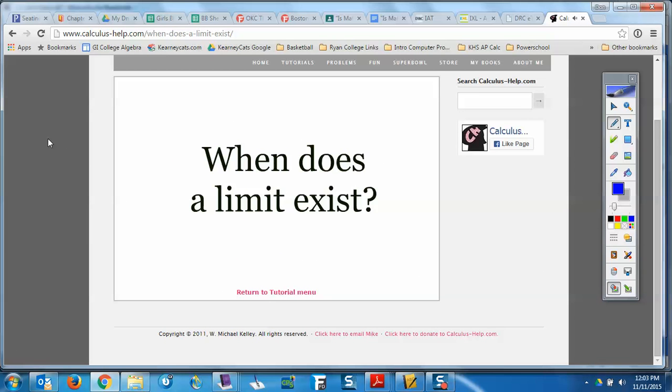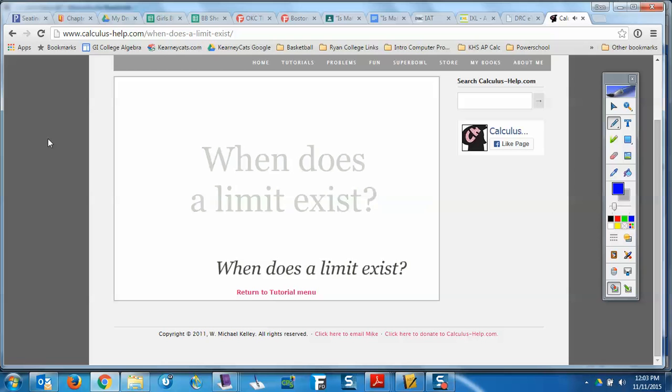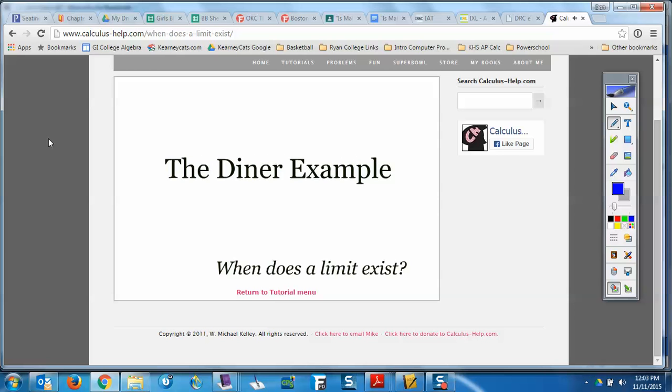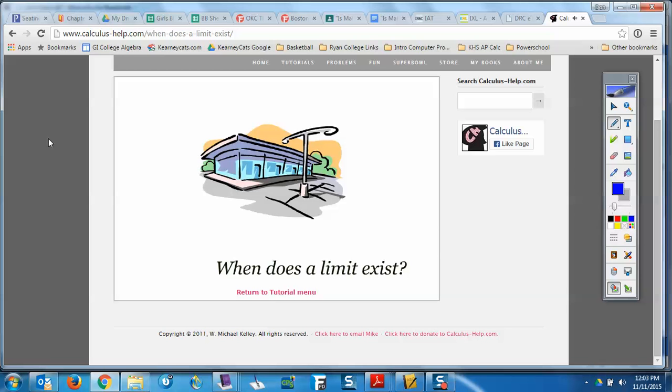Now you have some idea of what a limit is, and we need to talk about when a limit exists. To illustrate my point before we get started, let's set up an example. Let's say you and a friend are going to meet for dinner, and you're meeting at a diner that's centrally located between the two of you.